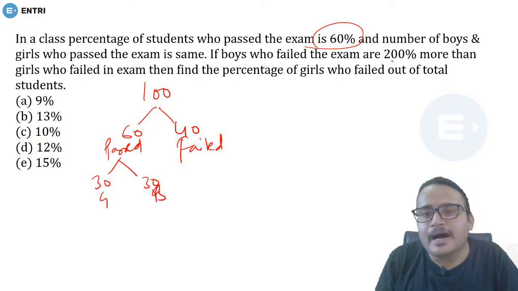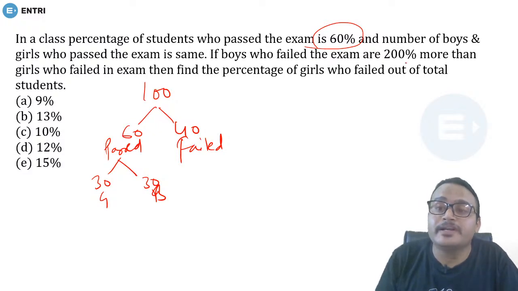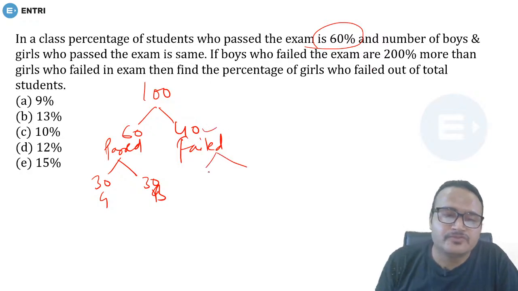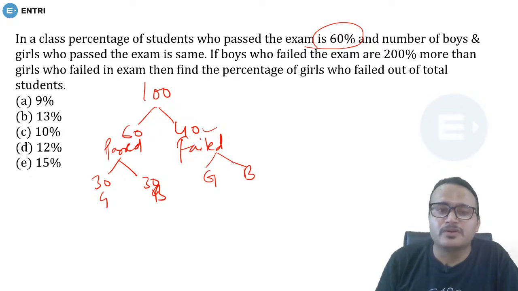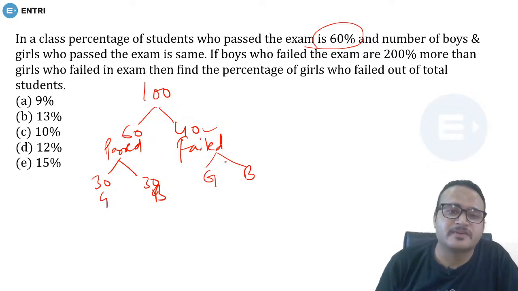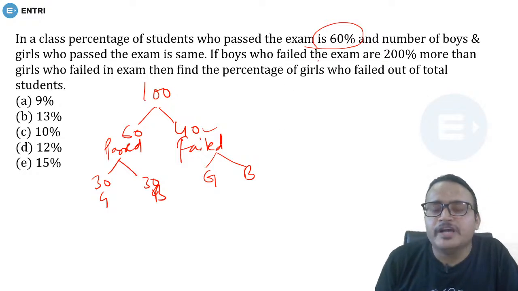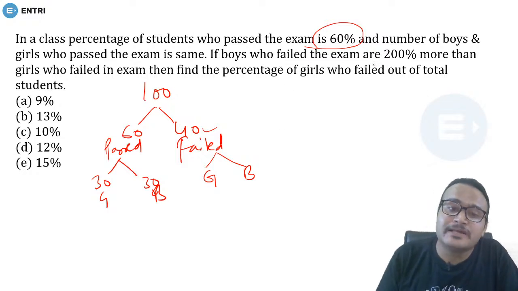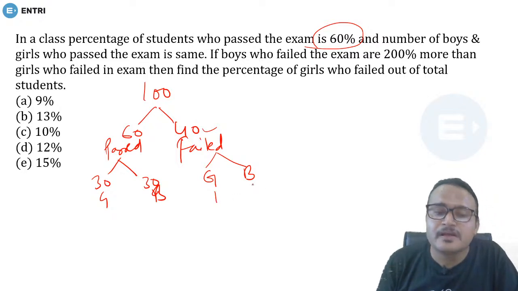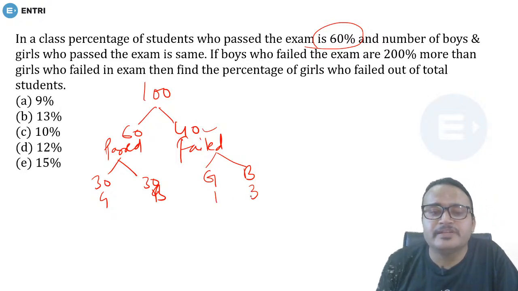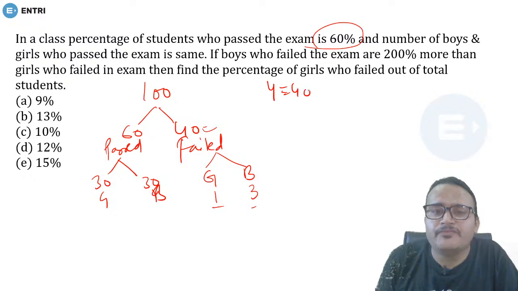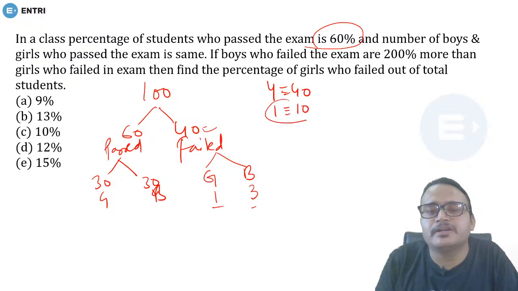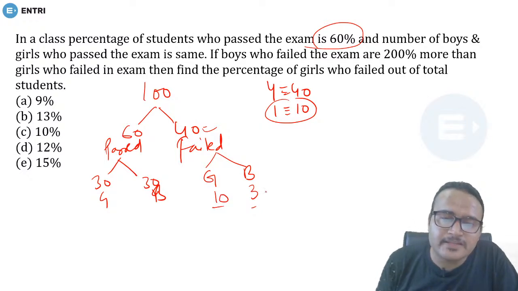Boys who failed the exam are 200% more than girls, so we are talking about the failed students. We have the failed students as 40. So here we can write girls, here we can write boys. Boys are not as good as girls in study, I accept that. So the boys who failed the exam are 200% more than the girls. 200% more means if girls are 1, then boys will be obviously 3. So this 3 plus 1 is 4, and this 4 is representing 40. If 4 is representing 40, then 1 will be representing 10. So girls will be 10, and boys will be 30.